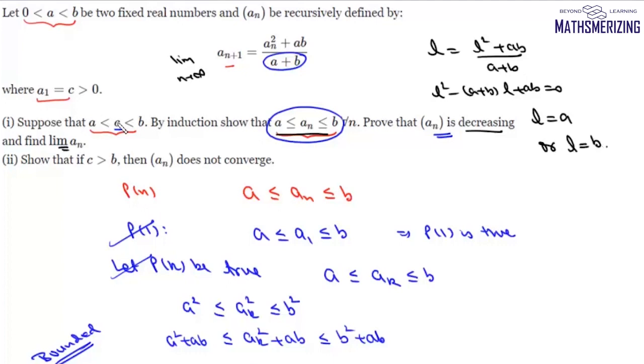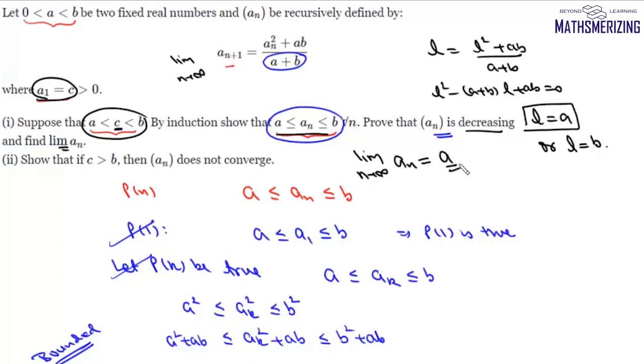Now we are given that a_1 is c, and this c lies between a and b, and the sequence is decreasing. That means this limit point should be less than b. So the limit point of the sequence will be simply a. That means the limit as n tends to infinity of a_n, the limit point of the sequence, is nothing but a.